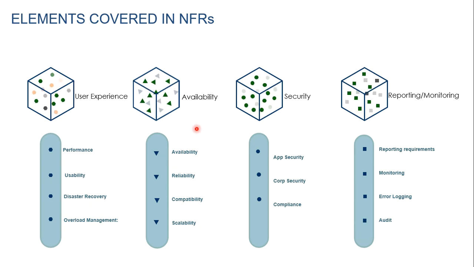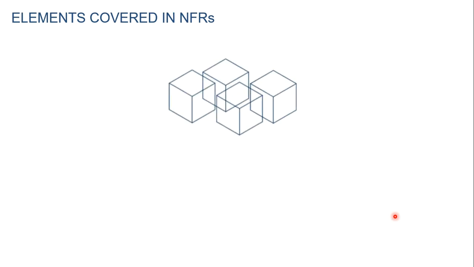Now, what is availability? What is reliability? Inside that, compatibility, scalability, the security part of it, app security, corporate security, the compliance, the reporting of it, how the reporting requirements are there, what is monitoring, error logging, and audit come into the picture. So these are the elements you need to remember.